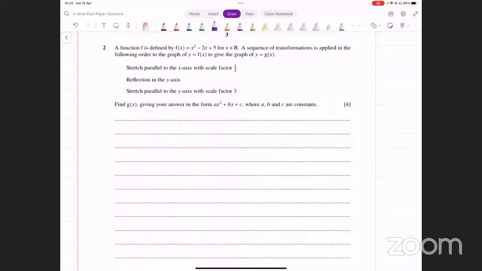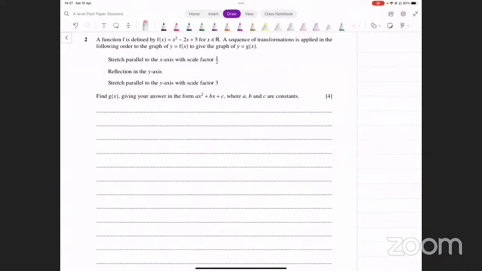Okay, so what exactly do we have to do here? We have this function f of x, which is x² - 2x + 5, and x could be any real value here. It says a sequence of transformations is applied in the following order to the graph of y equals f of x to the graph of y equals g of x. Now, the first thing that's happening is, let's say the original function is f of x. Let's do it this way.